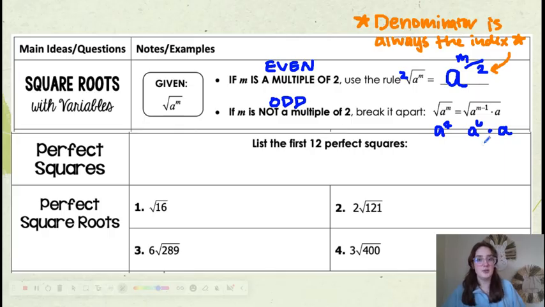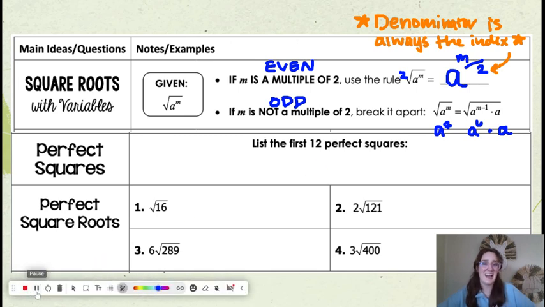We're also going to go over 2 other methods to simplify later in the video. All right. So first, perfect squares. List all the first 12 perfect squares. So we have gone over this for our Cougar math skills.